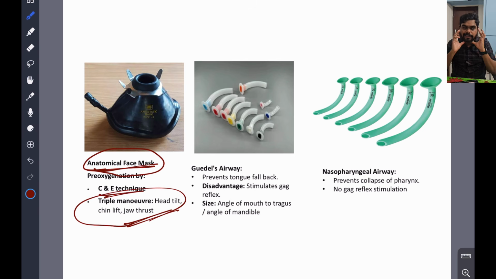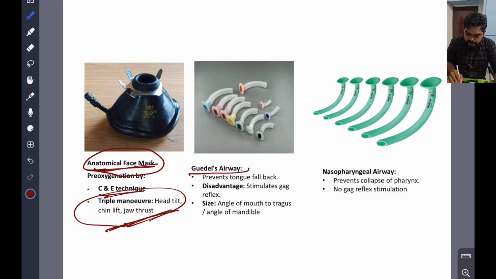Head tilt, chin lift, and jaw thrust. At least jaw thrust should be there. Head tilt will be there. Chin should be lifted. Why? For a proper airway. So ABCD, airway, breathing, circulation, whatever.